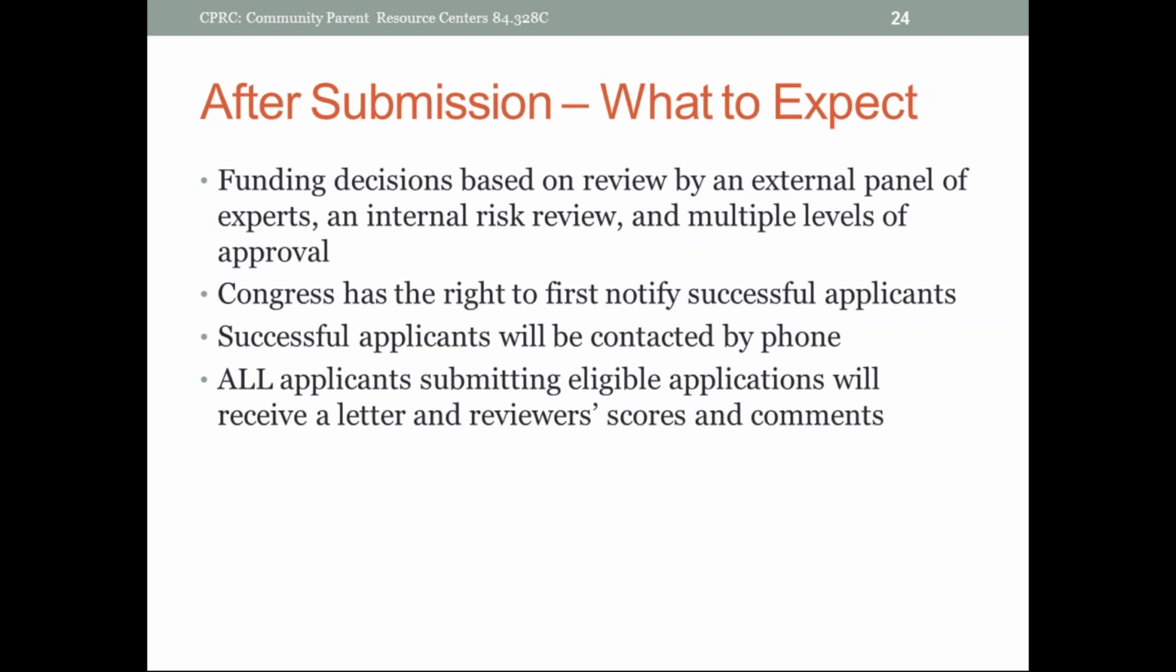So the funding decisions will be based on several issues. They will be based on a review by an external panel of experts. We also do an internal risk review about your organization, and we go through multiple levels of approval.